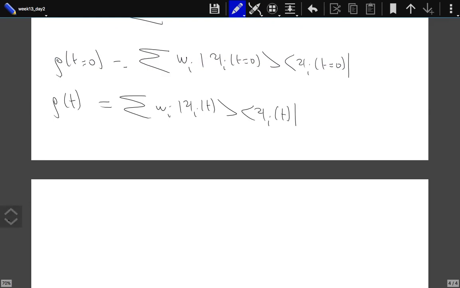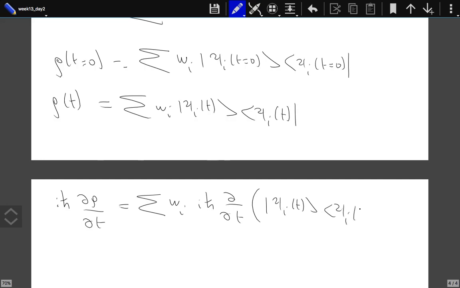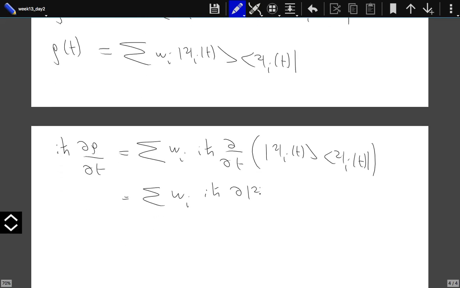Well, let's look at its time dependence. i h bar del rho by del t. Most of the time it's easier to solve a Schrödinger differential equation than to obtain the wave functions explicitly. The time derivative will be omega i, i h bar del by del t of this operator. I can use the chain rule.